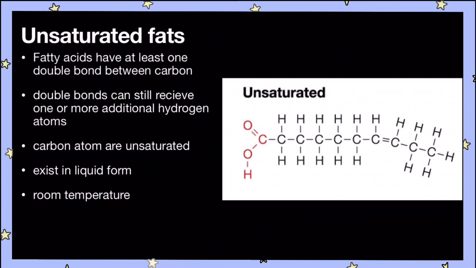Unsaturated fats. Unsaturated fats is a fatty acids have at least one double bond between carbons. Double bond can still receive one or more additional hydrogen atoms because carbon atoms are unsaturated. It exists in liquid form at room temperature, for example, olive and fish oil.